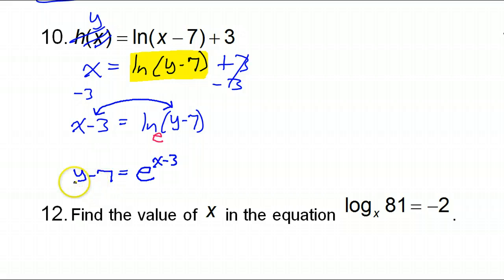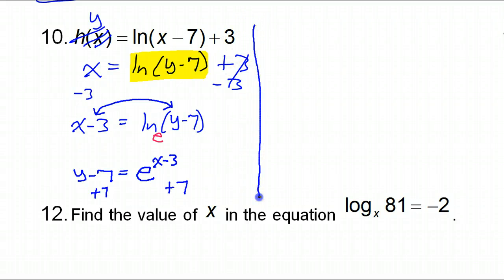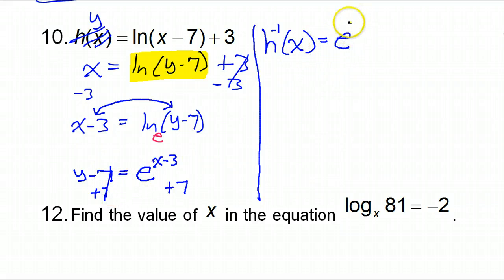All that's left is to get y by itself, so add 7 to both sides. This is going to give you your final answer, but I will go ahead and put the h back in. So h inverse, with a little negative 1 sign for inverse, is equal to e to the (x minus 3) power plus 7.